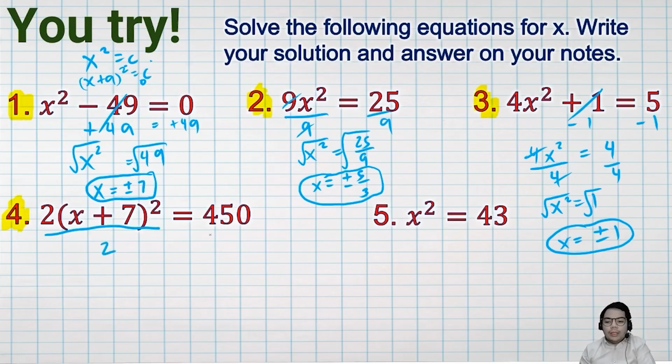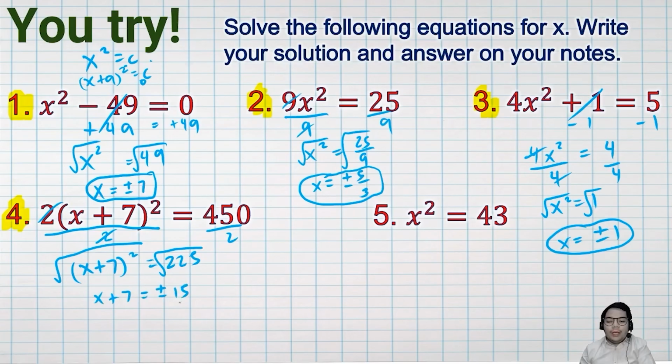So we divide both sides by 2. So pwede natin to i-remove kasi that will just be equal to 1. So we have x plus 7 quantity squared is equal to 450 divided by 2 is 225. Then we can get the square root of both sides. Square root property will just be having x plus 7 is equal to positive negative 15. Ito yung katulad ng example number 4 kanina.